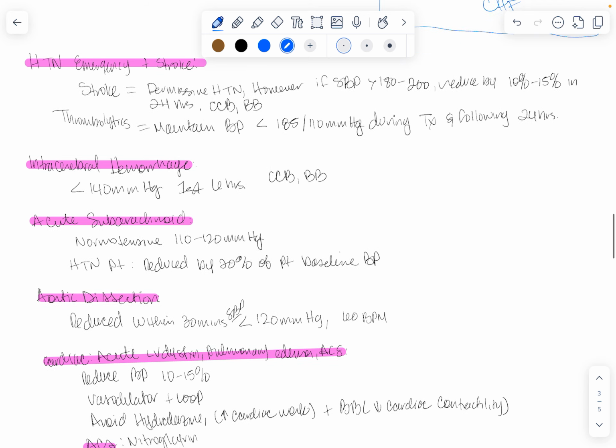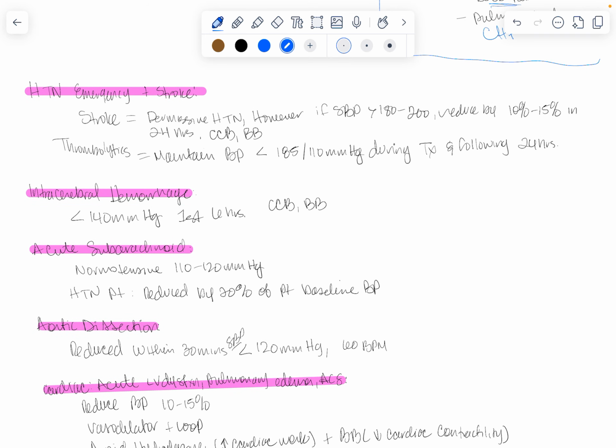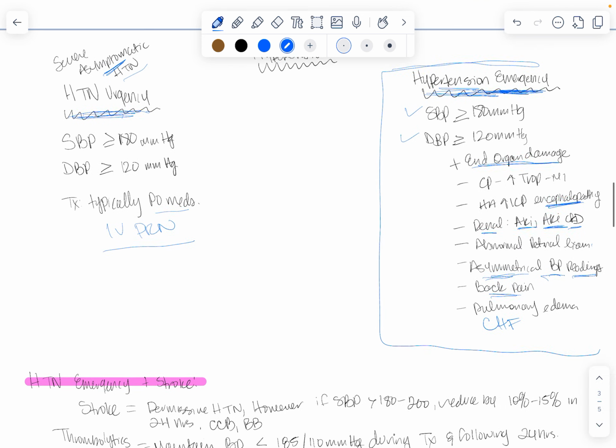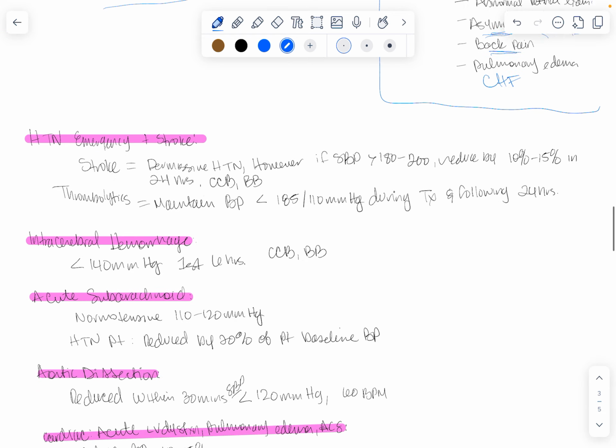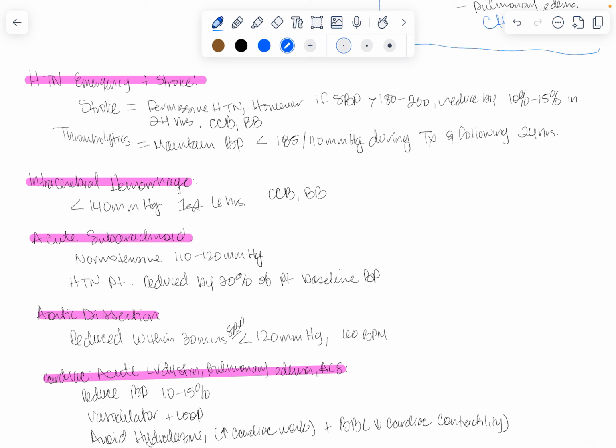Okay, so first one, let's talk about a patient that comes in with hypertensive emergency. Their systolic blood pressure is greater than 180 and diastolic greater than 120, plus it looks like they have a stroke. Here's the thing though: if someone has a stroke, we want permissive hypertension. We want a little bit of their blood pressure to be elevated. However, if their blood pressure is greater than 180 to 200, you do want to reduce it by 10 to 15% in 24 hours by using a calcium channel blocker or a beta blocker, okay?